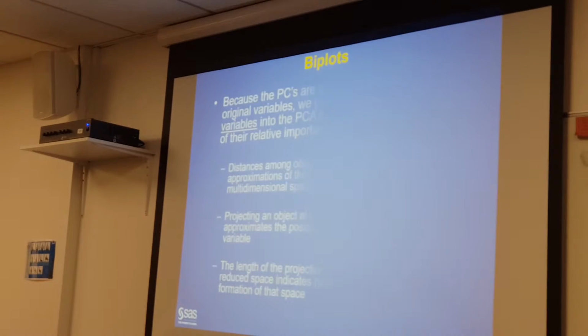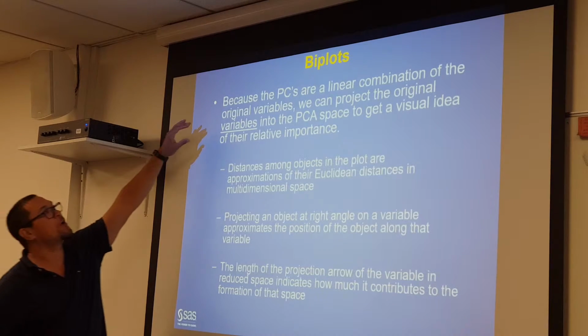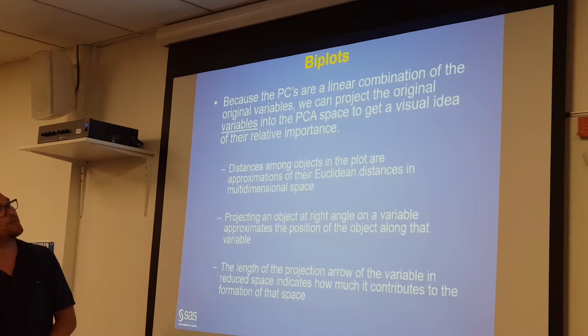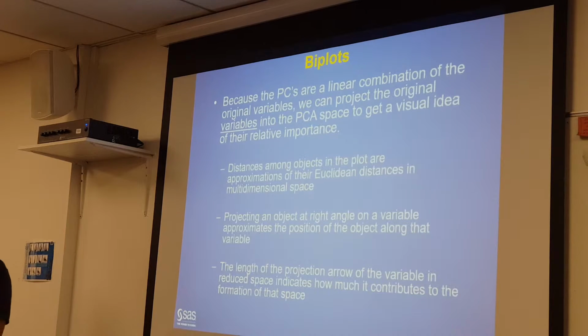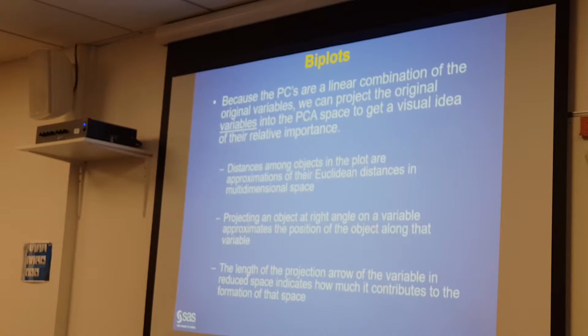Okay, so the idea of a biplot is what we're going to do coming up after lunch. A biplot is when we are trying to show both the variables and the original data in the same space. The PCs, the principal components, are a linear combination of the original variables. We can project those variables into the PCA space. That's exactly what we've done here. That's the original variables in your PC space.